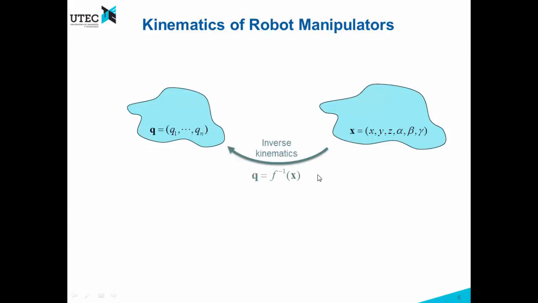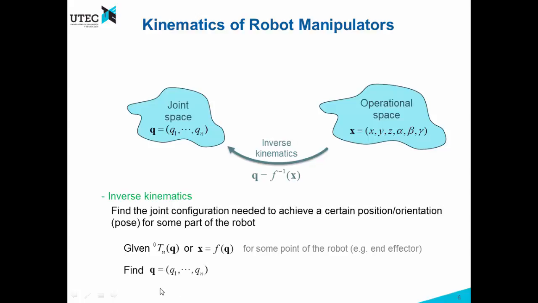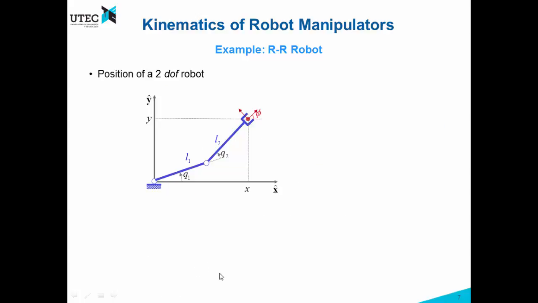We also have inverse kinematics, which is the opposite relation. So in inverse kinematics, we have this. We want to find the joint configuration needed to achieve a certain position or orientation for some part of the robot. So given now this transformation or given this general representation, we want to find the joints.